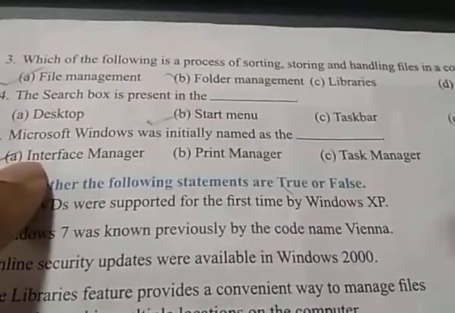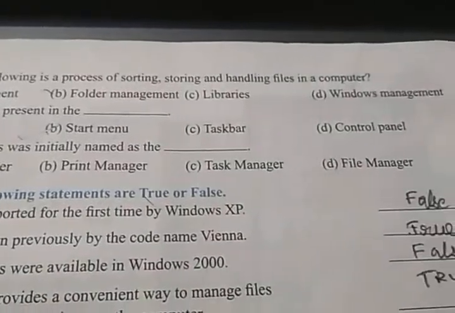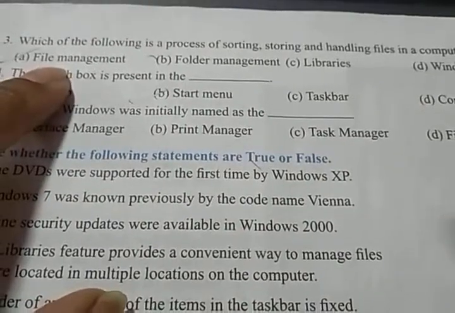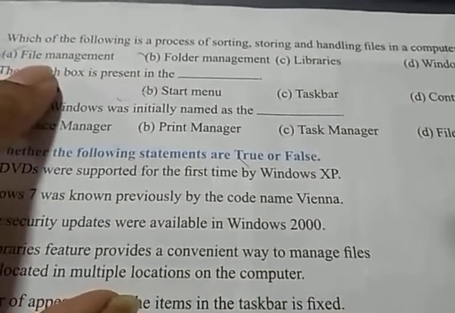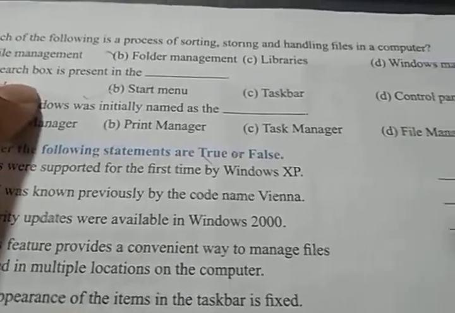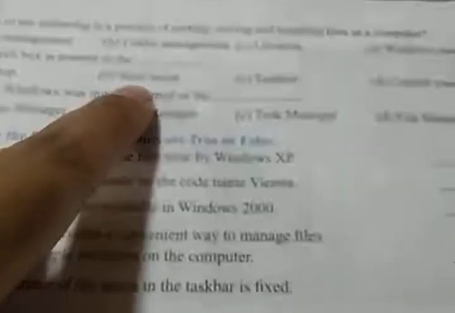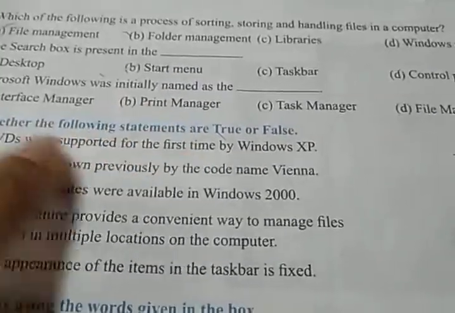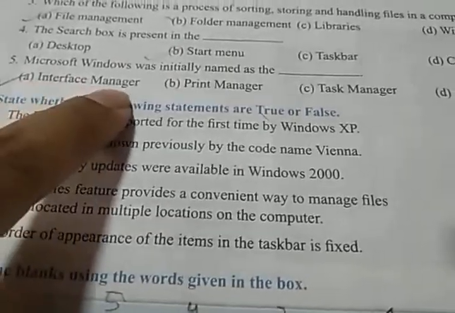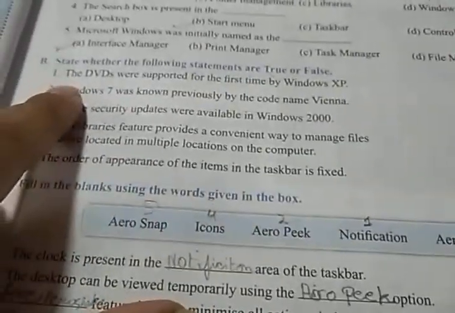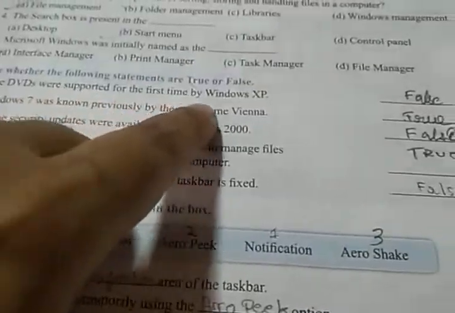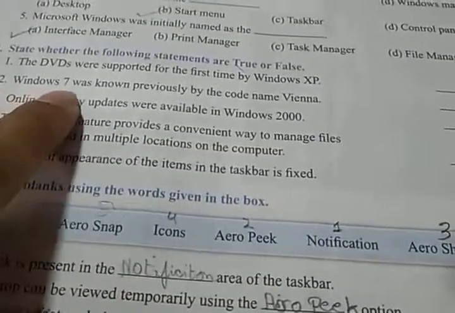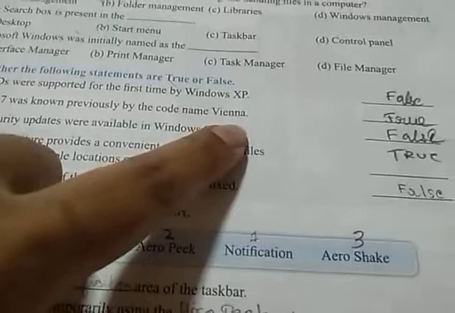Now the next one, which of the following is a process of sorting, storing and handling files in a computer? Your answer will be definitely file management, what I have discussed so far. The search box is present in the, obviously, start menu, just now I have shown you. Microsoft Windows was initially named as the Interface Manager. Now for the true or false: the DVDs were supported for the first time by Windows XP. The answer will be false.